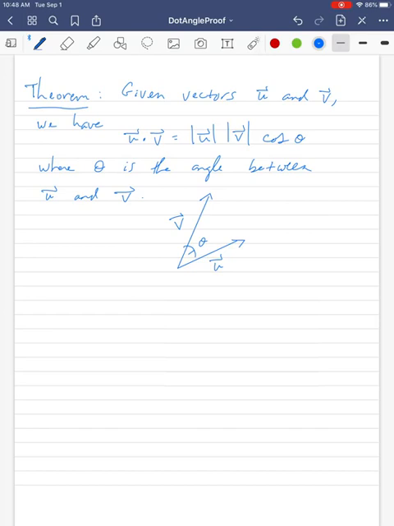The theorem says that u dot v is the same thing as three things multiplied together: the length of u, the length of v, and the cosine of the angle in between. This is very useful for finding the angle theta between two vectors. I want to show you why this is true, and it comes from an old trigonometric fact called the law of cosines. Maybe you've seen this before.